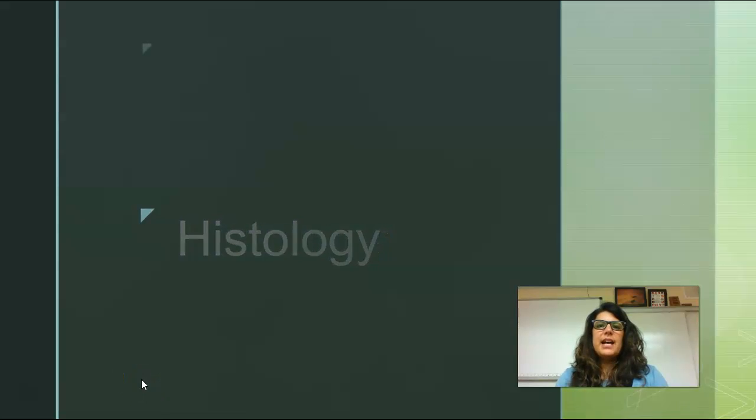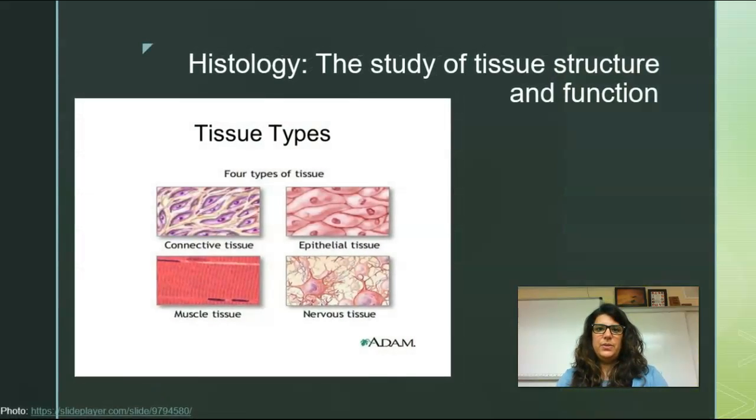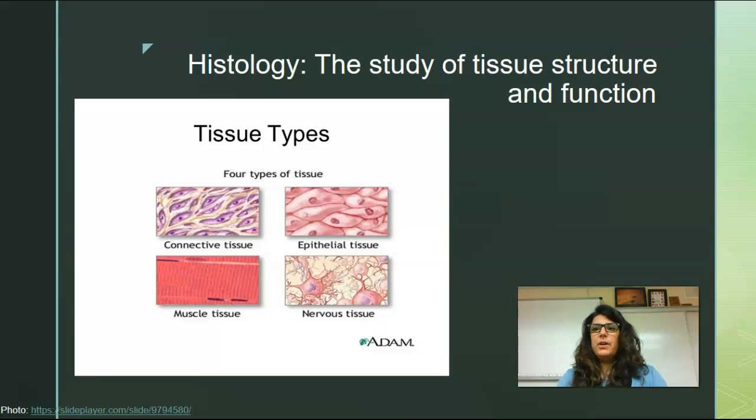Histology. Histology is the study of tissues. So the cells that we talked about earlier will organize themselves into four main types of tissues. Those tissues will then combine to form organs. Those organs then combine to form organ systems, and then you end up with a full organism.